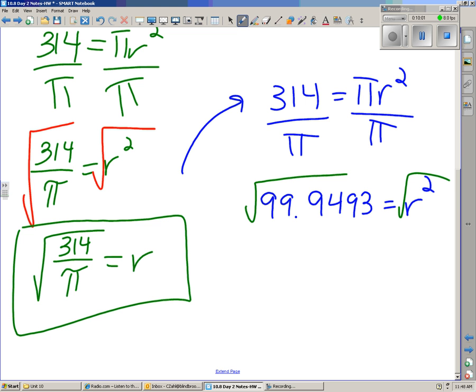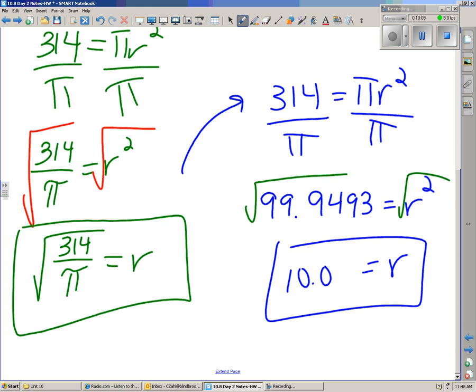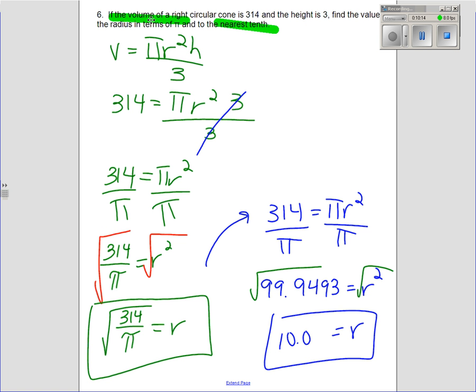And again, still square root both sides. They're asking you to do this to the nearest tenth, but it actually comes out to be 10.0. So there's your radius to the nearest tenth and your radius in terms of the exact answer. It's just taking a formula, going backwards, and answering it both ways if they want you to answer it.